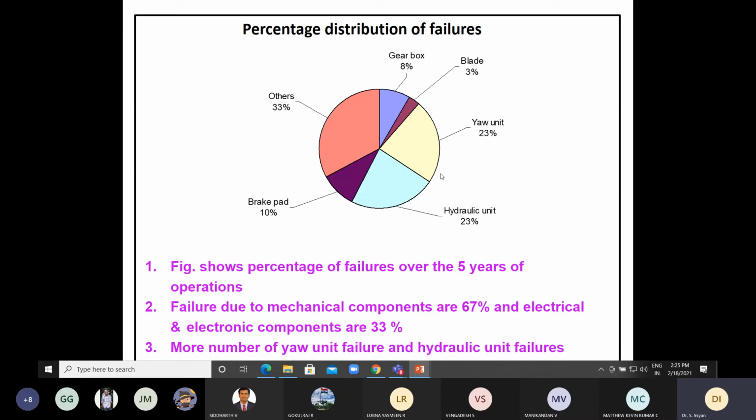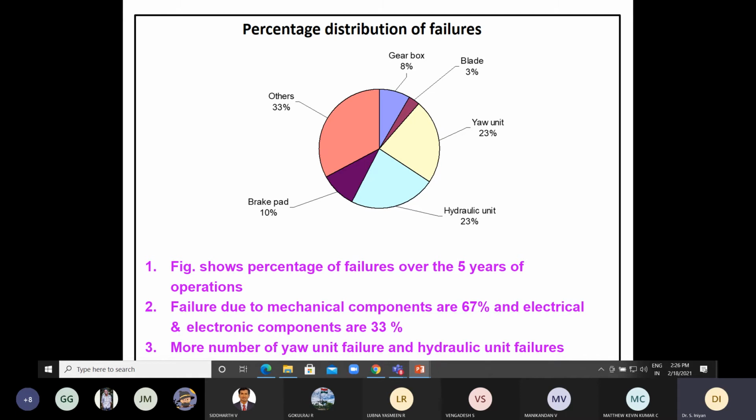Majorly, from the hydraulic unit 23% of the failures occurred, and next to this, 23% failures from the yaw mechanisms, where the motors and yaw drive are connected, as I told in the previous slide. What is the purpose of using the yaw mechanisms? By using these, 23% of failures will occur over the last 5 years. This percentage distribution of failures is taken for an overall 5 years, okay? This is not taken for 1 year. This is 5 years of operation data, right?